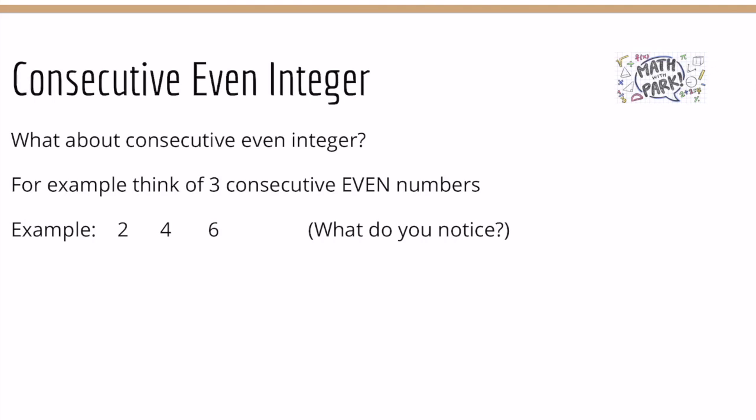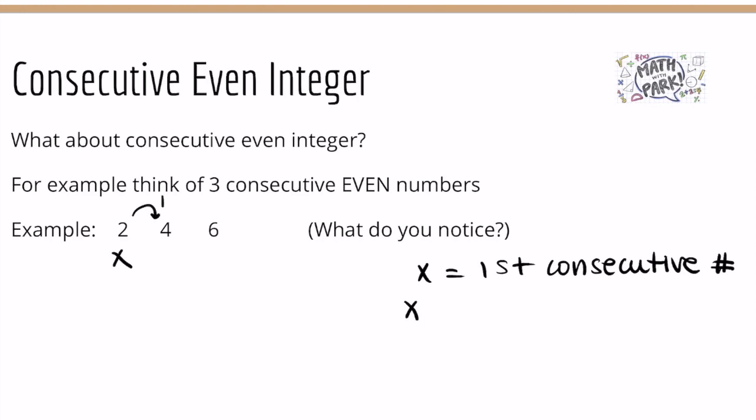Well, if x represents my first consecutive number, which is 2, how do I get from 2 to 4? If you said add 1, then you're not thinking about it. Because to get from 2 to 4, we have to add 2. So our second number is represented by x plus 2, which is my second consecutive number.